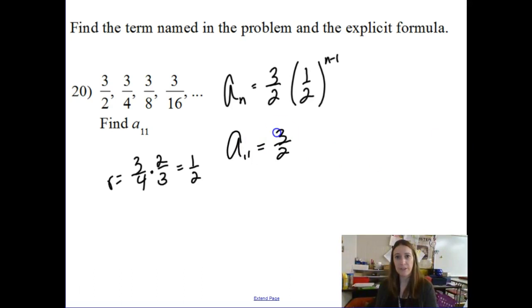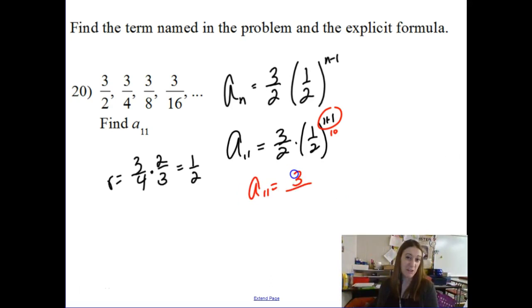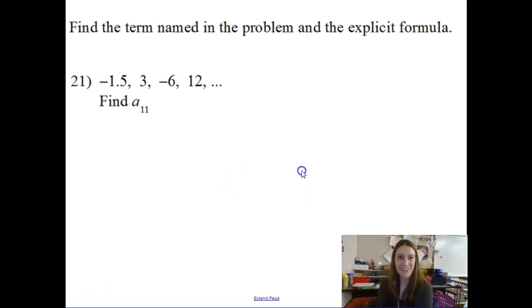I'm just going to plug in 11. So 3/2 times 1/2 to the 11 minus 1 power, or if you just want to write 10 there, that's fine. But if you make this a 10, I think I already did this on my calculator. It turns out the 11th term is, if I hit math enter, bring it back to a fraction, 3 over 2048. Lovely. All right.